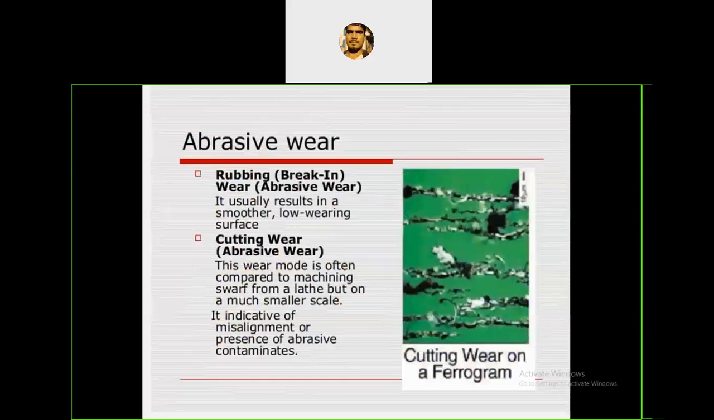So in abrasive wear, with the help of microscopy, we analyze. Okay, there is cutting wear. In the ferrogram, it's rubbing, break-in wear, and cutting wear. Either it is rubbing, which forms continuous parallel lines, or there is cutting wear, where a hard particle cuts the surface. This is what cutting is.